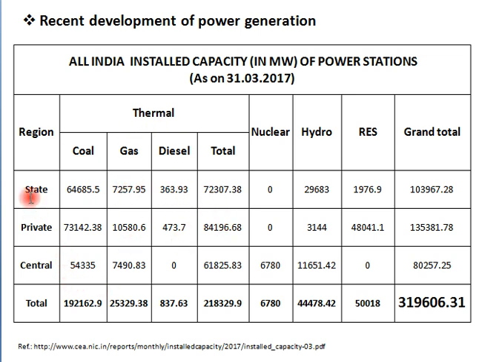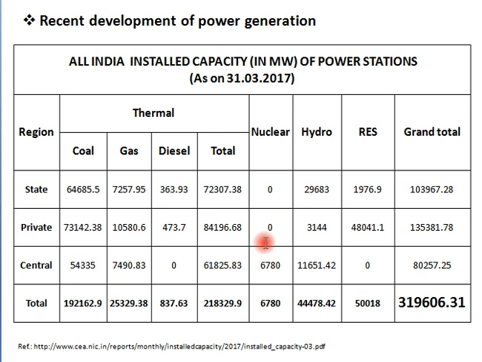By the state government, the capacity of the thermal power plant is 7230.38 megawatt. Similarly the private sector has an installed capacity of 84196.68. Central government has 61825.83. So the total amount of electricity produced from the thermal power plants is 218329.9 megawatt by state, private and central government.